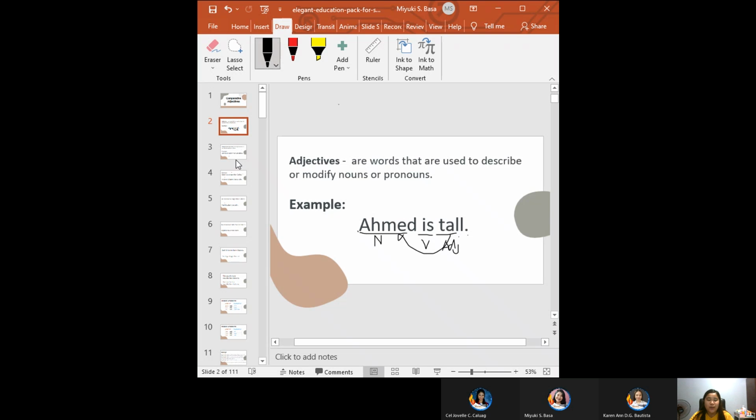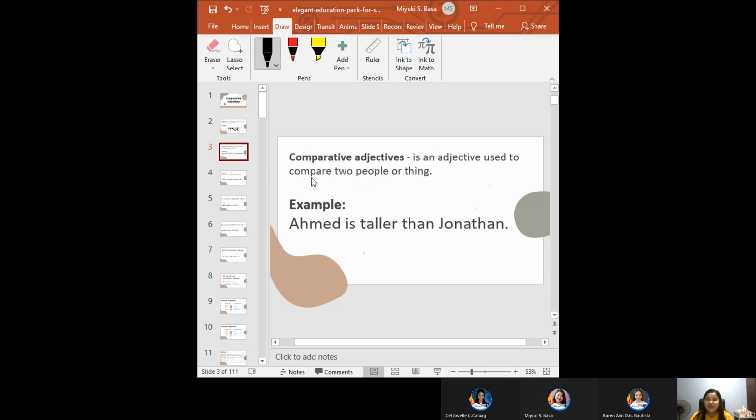Now let's move to our main topic, which is the comparative adjectives. Comparative adjective is an adjective used to compare two people or things. Can you please read the example, Miss Bautista? Ahmed is taller than Jonathan. Okay, thank you, Miss Bautista.